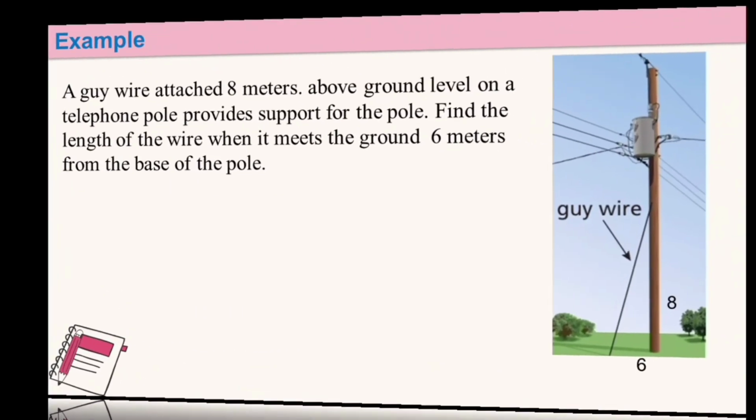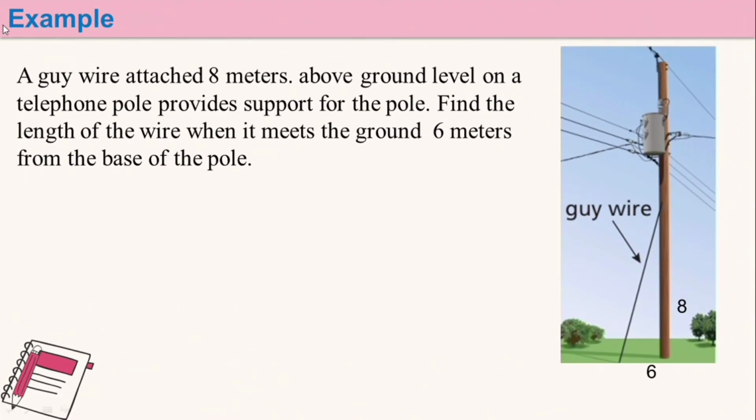So let's take a look at this. A guy wire is attached 8 meters above ground level on a telephone pole to provide support for the pole. Find the length of the wire when it meets the ground 6 meters from the base of the pole. Okay, we know that this side and this side are both your legs, your A and B. They are touching the right angle, they are making up the right angle, so we're missing the hypotenuse, the longest side.